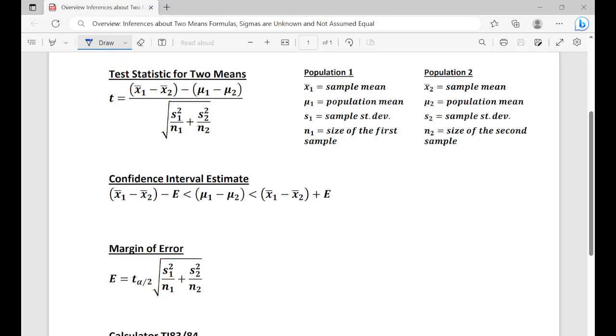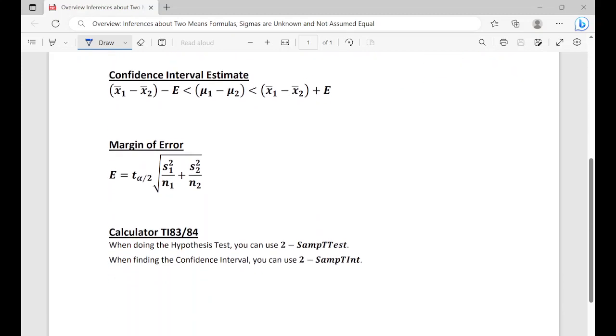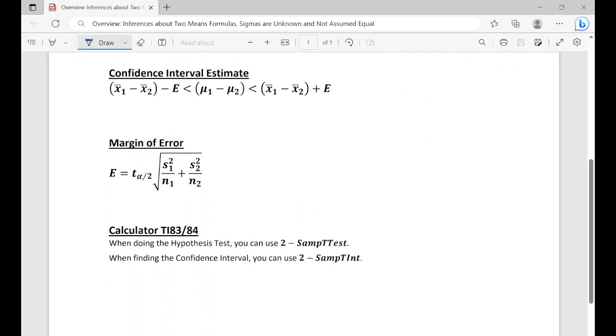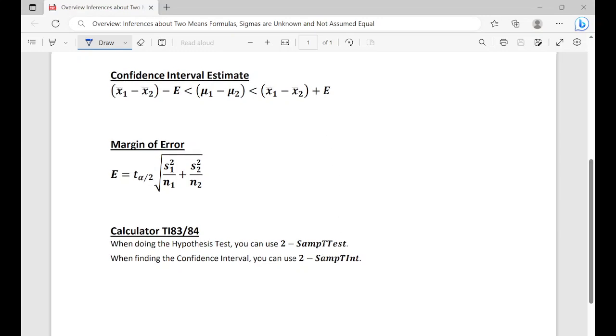Now, if you would like, you do not have to use the formulas. You can actually use a calculator to get the test statistic and the confidence interval, specifically the TI-83 and 84. So if you were to do the hypothesis test, you can use a two-sample t-test, and when you do that, you would actually get your test statistic t from this. And if you want to find the confidence interval, you can use two-sample t-int for the interval. So using both of these options in your calculator, you can get the answers that are up here from these formulas.